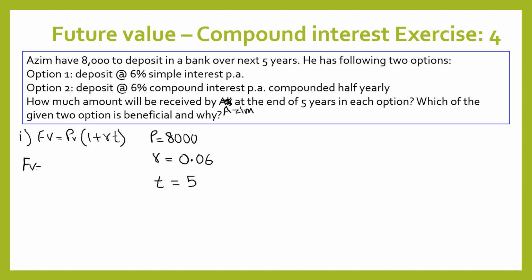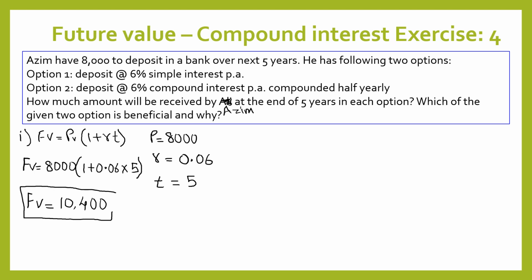My future value is equal to 8,000 into bracket 1 plus 0.06 multiplied by 5. So take it on the calculator and calculate. The answer which we will be getting is 10,400. This is the return from simple interest, option 1. Now similarly we will be doing it for option 2.